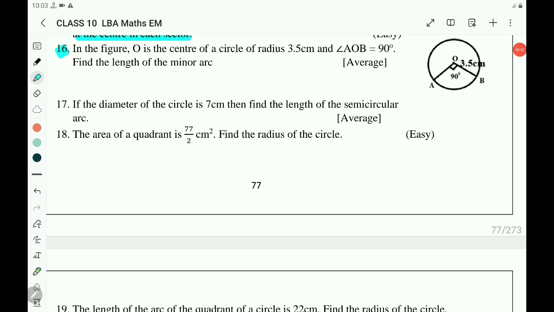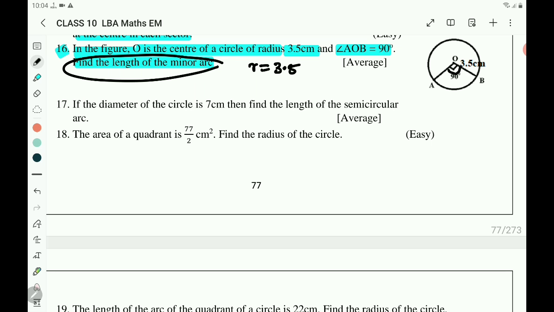Question number 16. In the figure, O is the center of a circle of radius 3.5 cm and angle AOB equals 90 degree. Find the length of the minor arc. Here radius is given how much? 3.5 centimeter. R is equal to 3.5 centimeter. And the angle for the minor sector is given, that is 90 degree. But what we have to find out? Length of the minor arc.